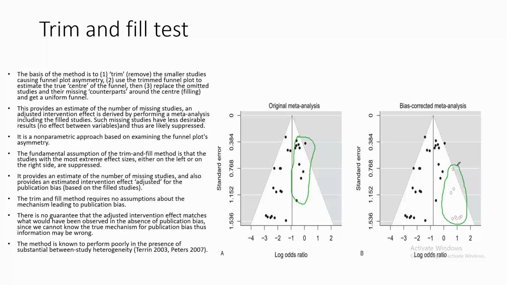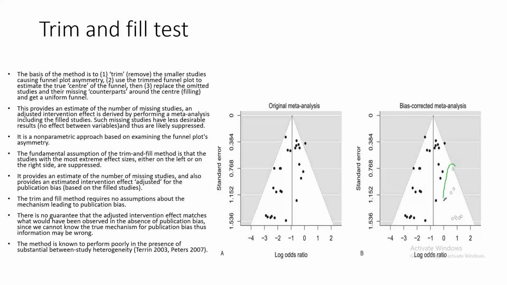Okay, and thus the method is known as trim and fill. So what has ideally the software done? The software has seen that there's an abnormality in your funnel, and it has seen that the funnel is not balanced on both the sides. So what has the software done?